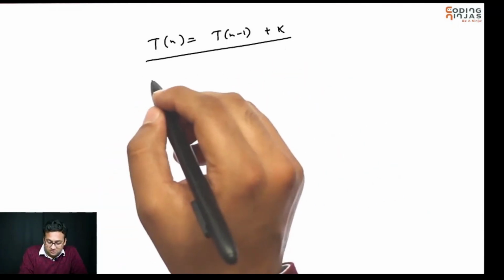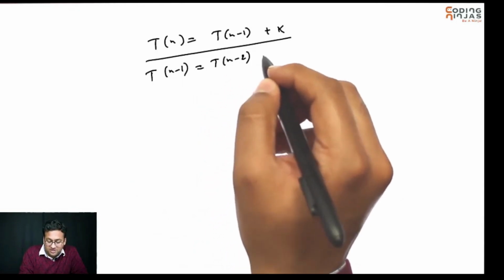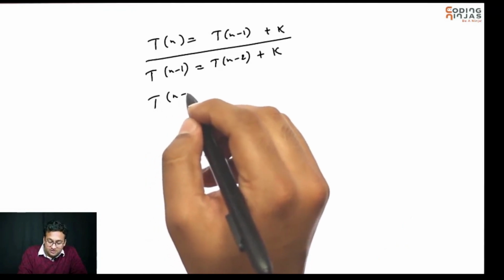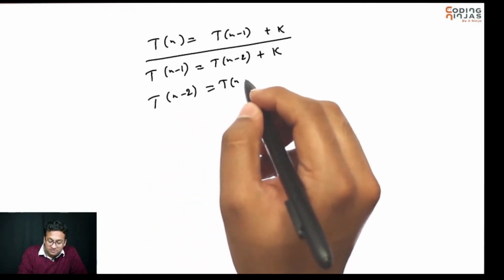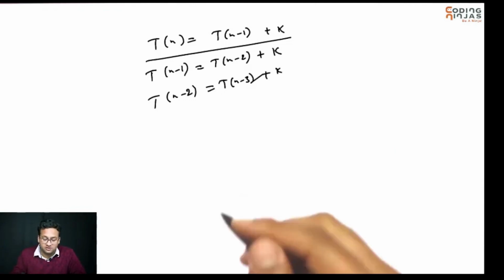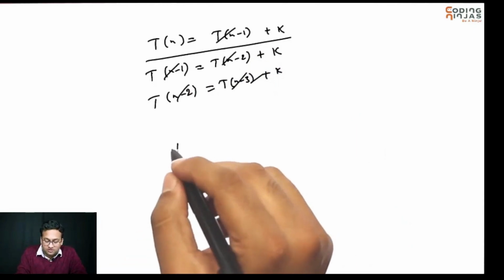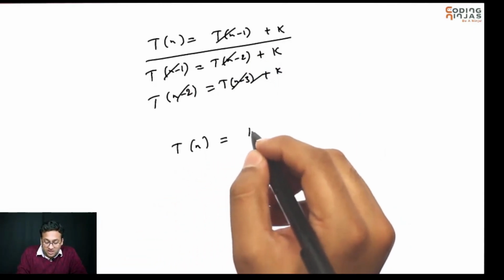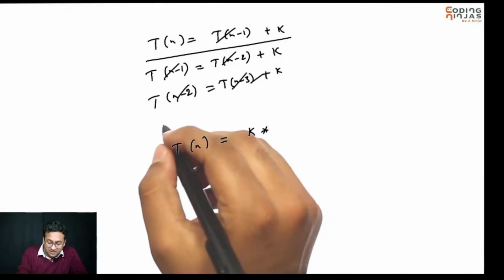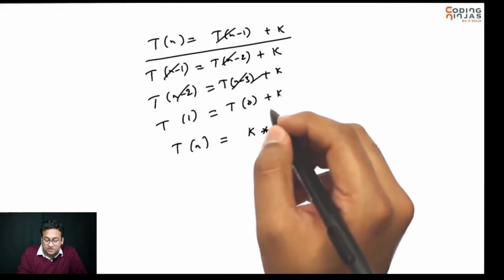So you have this. Now to solve it, we can say T(n minus 1) is equal to T(n minus 2) plus k. T(n minus 2) is equal to T(n minus 3) plus k. Now if you add all these equations, everything will cancel out. T(n) will become k into, how many equations do I need to add? The last equation will be T(1) is equal to T(0) plus k. This will be my last equation.